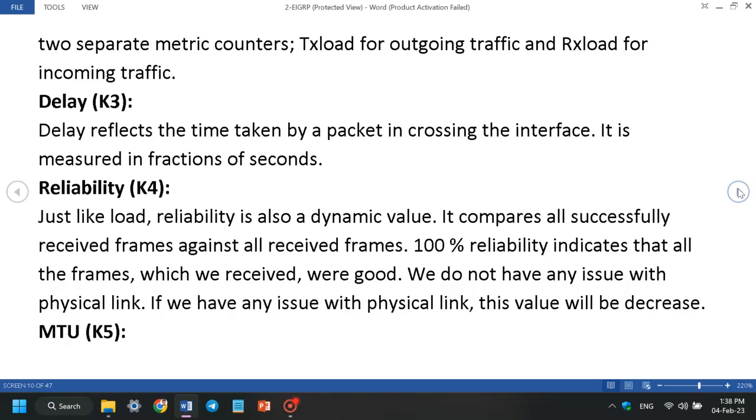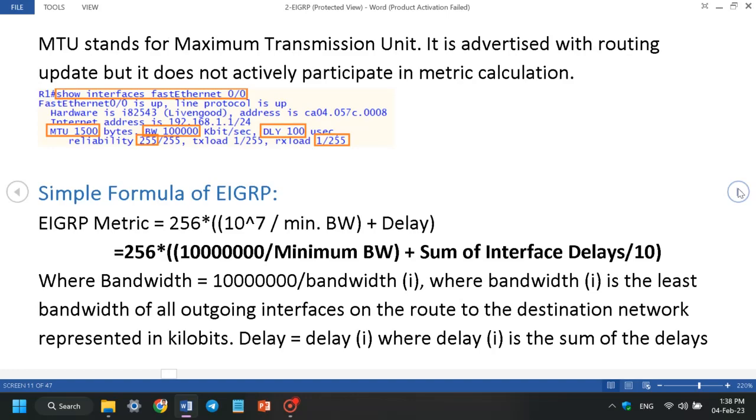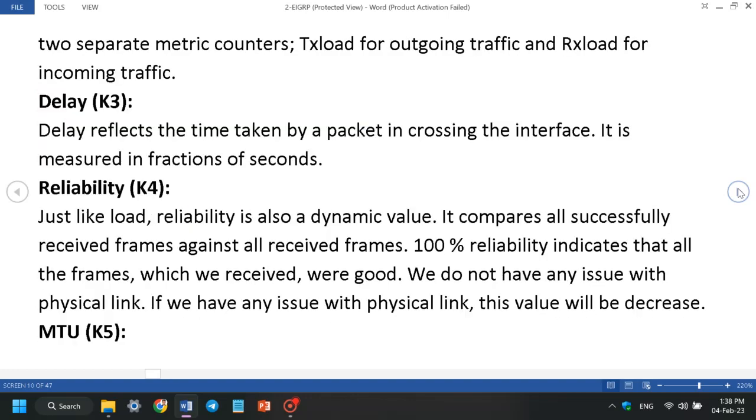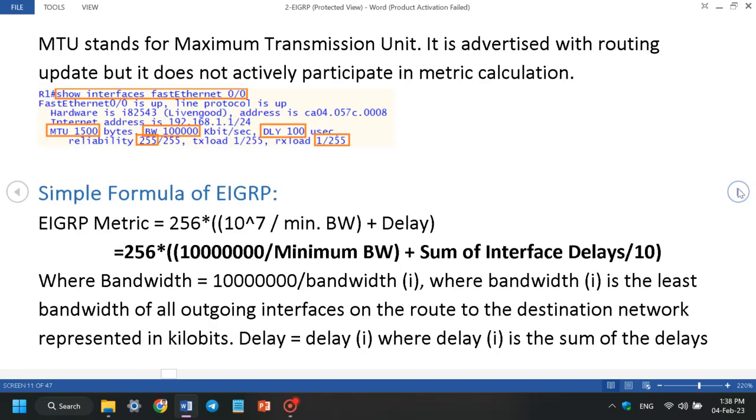Reliability. Just like load, reliability is also a dynamic value. It compares all successfully received frames against all received frames. 100% reliability indicates that all the frames we received were good. We do not have any issue with the physical link. If we have any issue with the physical link, this value will decrease. MTU stands for maximum transmission unit. It is advertised with the routing update, but it does not actively participate in metric calculations.